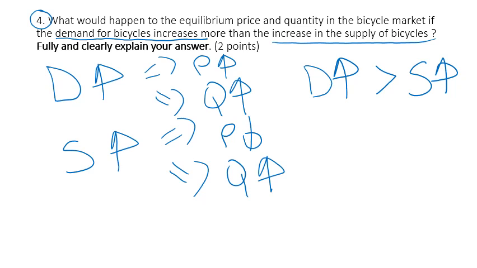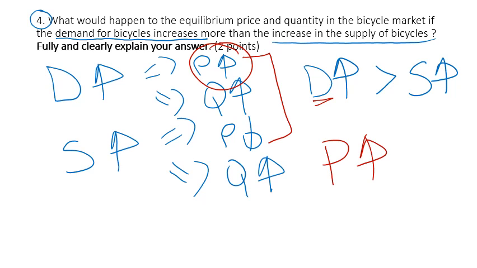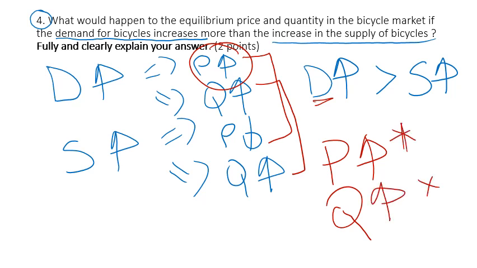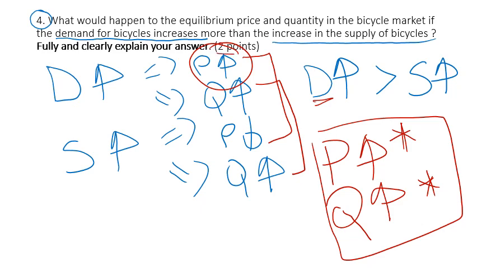So let me change colors. Red, when it comes to price, what's going to happen? Well, the demand event is stronger, so the price will go up. And when it comes to quantity, well, quantity goes up. So these are the two answers: price going up and quantity going up. Each one of these correct answers was 1 point each.